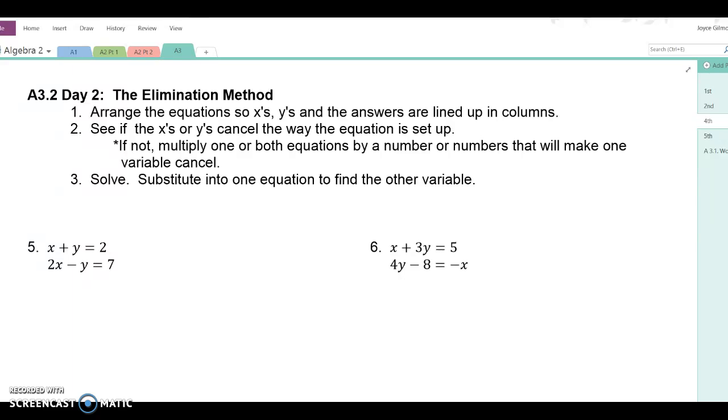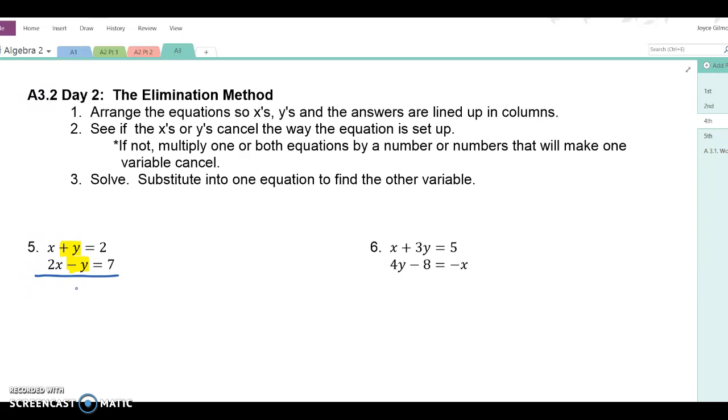Then you're looking for one of your variables. You want one of the variables to match, with one of them positive and one of them negative. Like in number 5, notice we have positive y and negative y. The reason we want them to match but be opposites is that we're going to add these two equations together.